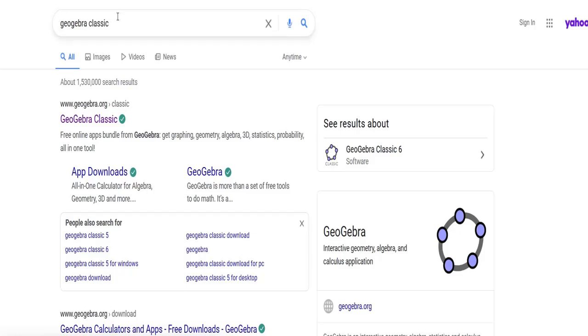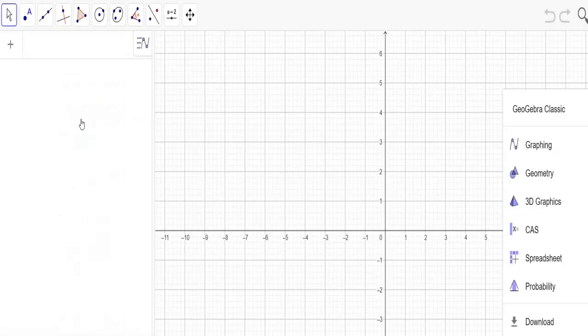First, after writing GeoGebra Classic, just click on it. You will have a screen appear like this. This is the basic tool, where this plus is where you go for your input of the function. Now we are going to go for the different types over here. You can go for graphing, geometry, 3D graphics, calculations, and spreadsheet data can be plotted over here and so on.